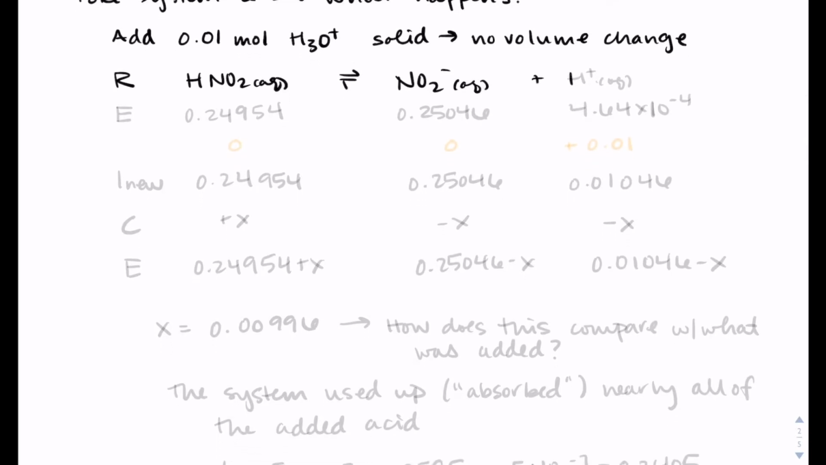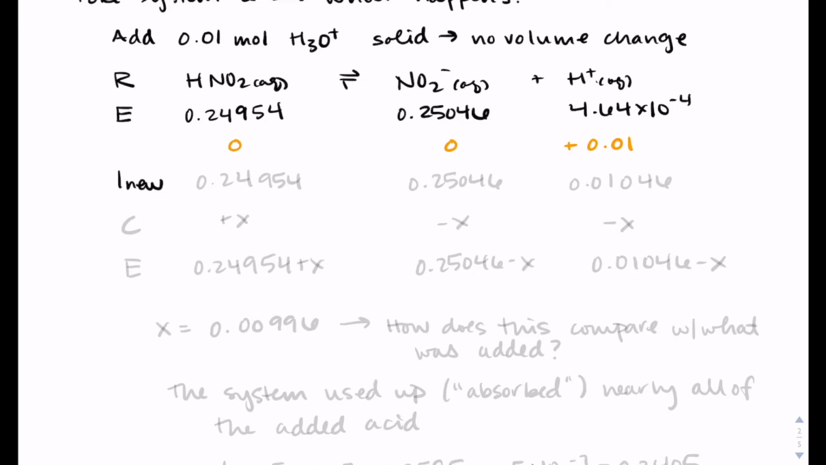And what I'm going to do to poke this system is add some acid. I'm going to add 0.01 moles of H3O plus. And I've got that here. This is like the perturbation that I'm going to do. I mean, let's say it's like 0.01 molar since we're working in concentrations in our ice table.